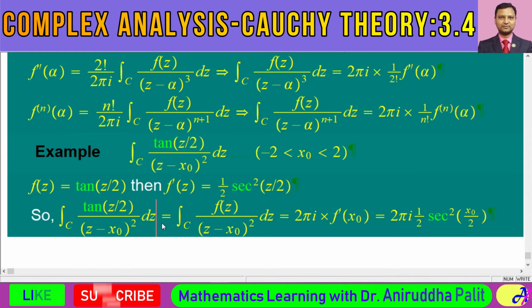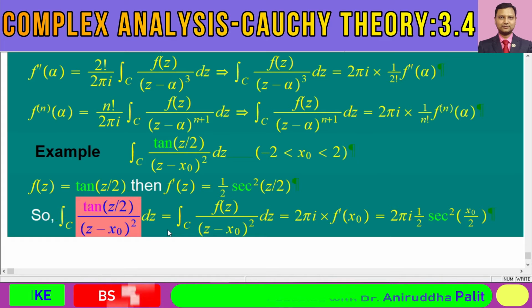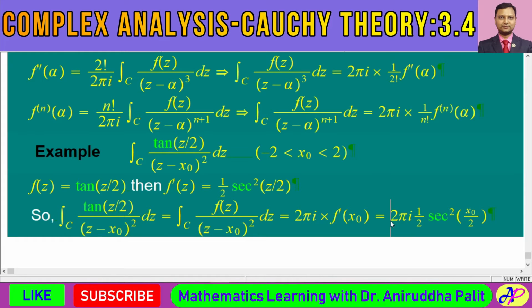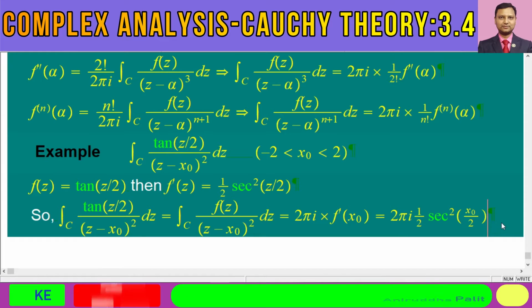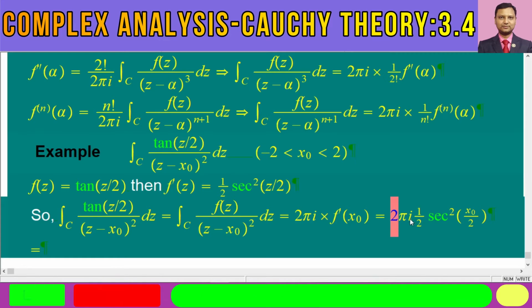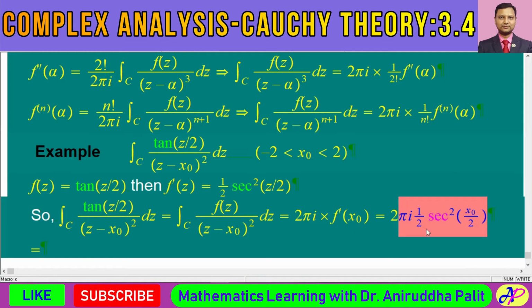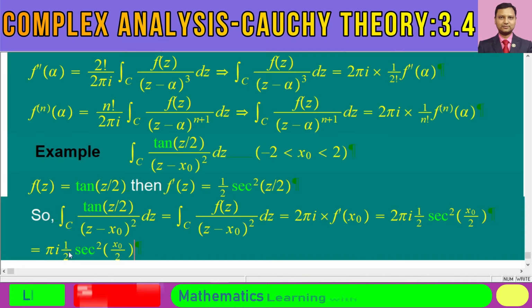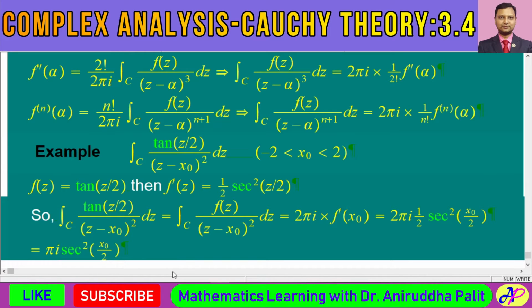So you see that this kind of integral becomes much easier to integrate, because these are all complex valued expressions, and with the help of this formula, they are much easier to compute. So what is the final expression? The 2 and 2 will be cancelled, so we shall have simply pi i into sec square x0 by 2. This is the final value of the expression. So you can consider this kind of example.